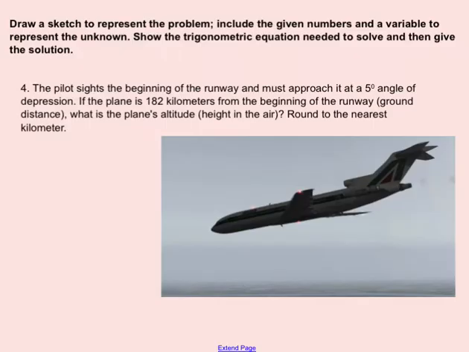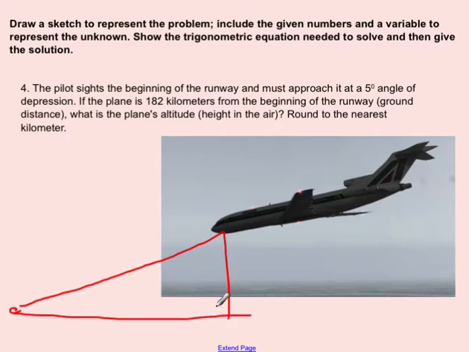Next, let's take a look at number 4. So we have a plane that's flying, and it must approach at a 5-degree or 5% angle. So we're flying downward this way. So here's the airport, the start of the runway where we're landing. Okay, so here's my right angle. The angle at which we approach has to be 5 degrees. And we start approaching that 5-degree depression when we are 182 kilometers away from the runway.